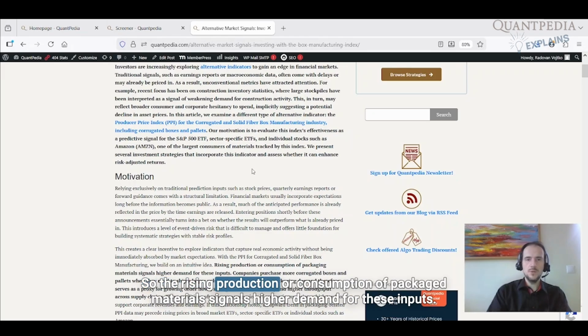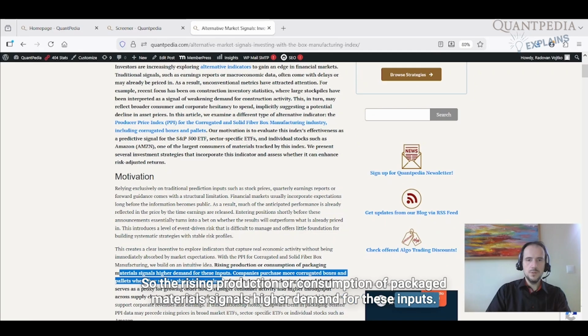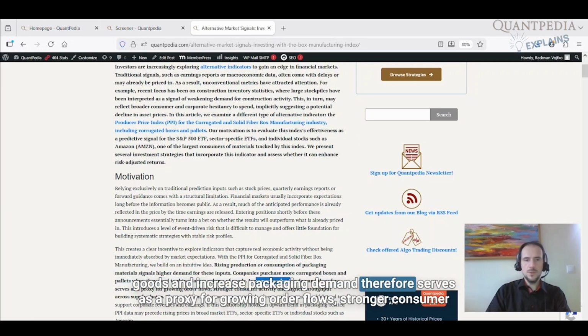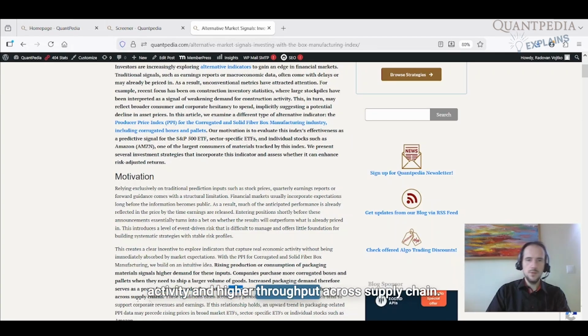The rising production or consumption of packaging materials signals higher demand for these inputs. Companies produce or purchase more paper boxes and pallets when they need to ship a larger volume of goods, and increased packaging demand therefore serves as a proxy for growing order flows, stronger consumer activity and higher throughput across supply chains. This is what we can get out of that.